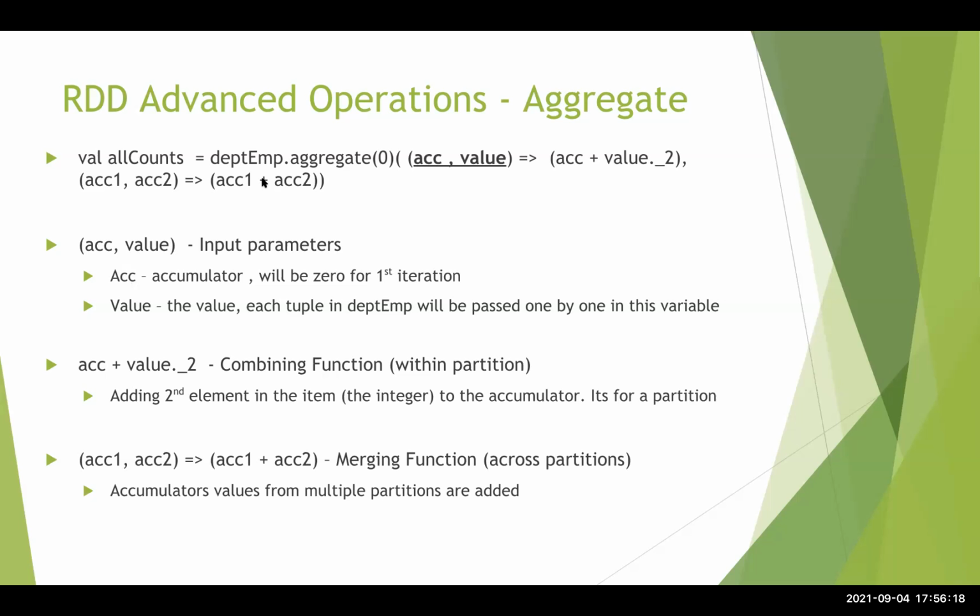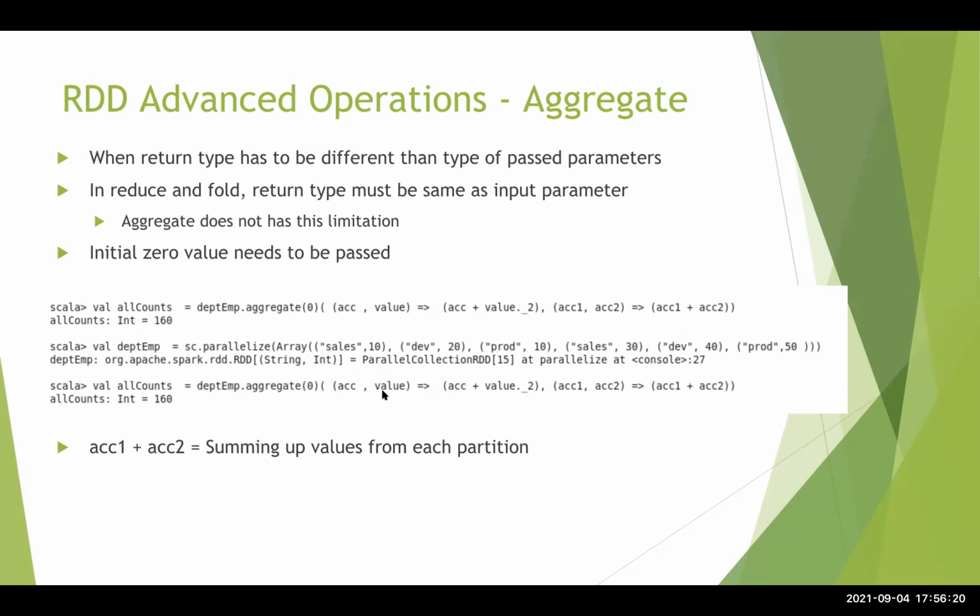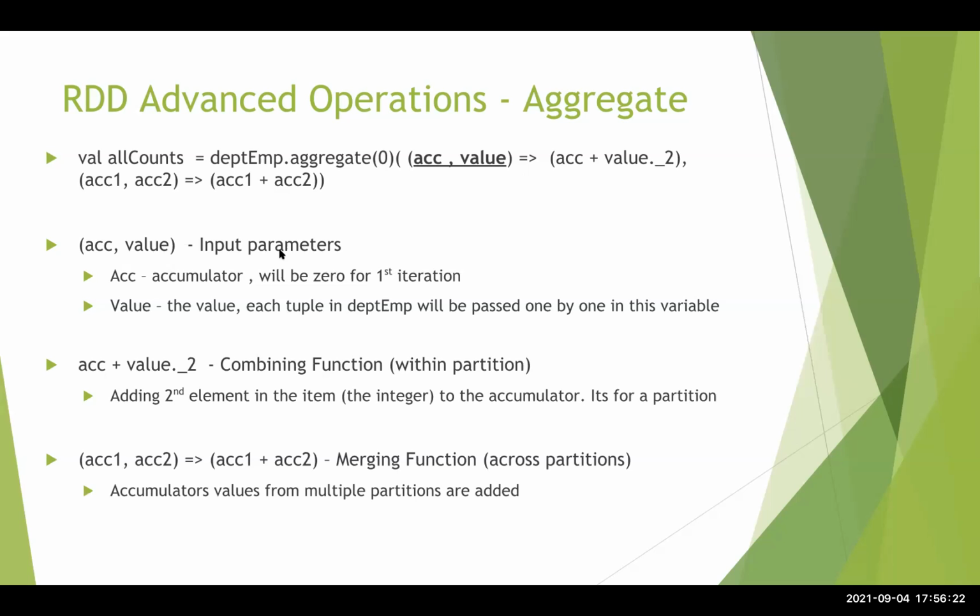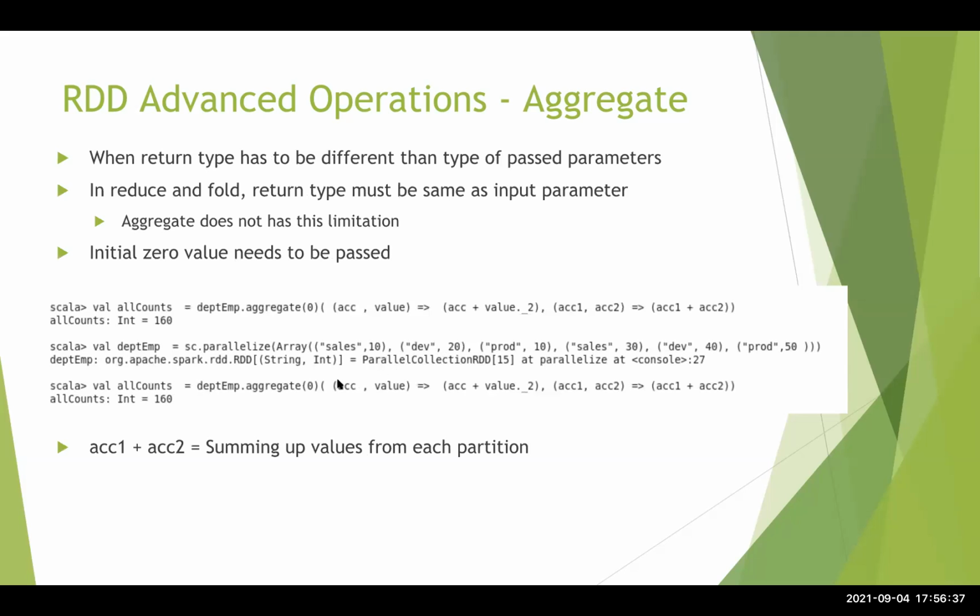So you have this accumulator comma value. These are the input parameters. The accumulator will be 0 for the first iteration. The value, each tuple in the RDD, will be passed one by one in this variable. Correct? So this is accumulator and value. The key will be blank and 0, and the value will be sales and 10 here. Correct? And then next time the accumulator will be sales and 10, and the value will be sales and 30 here. So that's how it works.